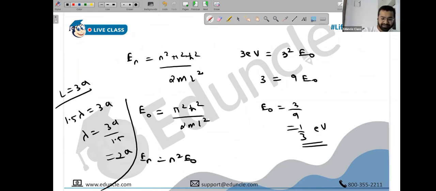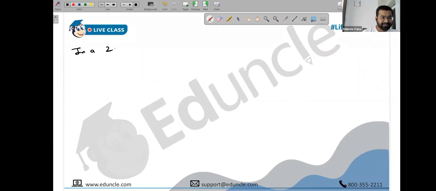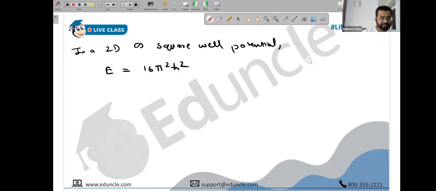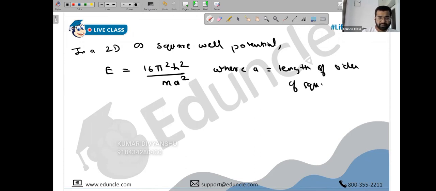Next. They have given us that in a 2D infinite square well potential, there is energy which is given by 16 pi square h square upon m a square, where a is the length of the side of the square. Degeneracy is? Take your time.